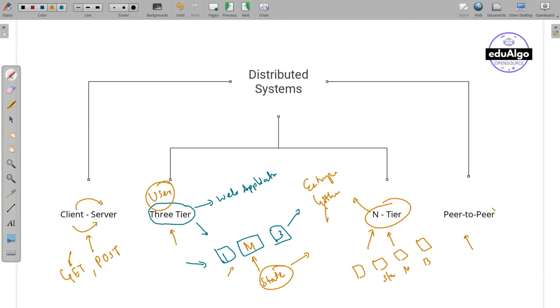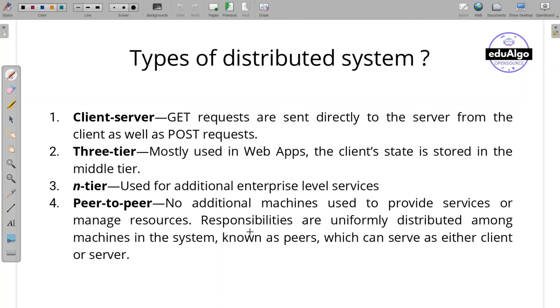Now the last one is peer-to-peer. So what happens in peer-to-peer? I'm explaining it because it is a little bit important, and a little bit confusing as well. In peer-to-peer there are no additional machines. These are the machines, these are the peers. This can work like a client and this can work like a server as well. In a peer-to-peer distributed system, this can work like a client, and this can work like a server as well.